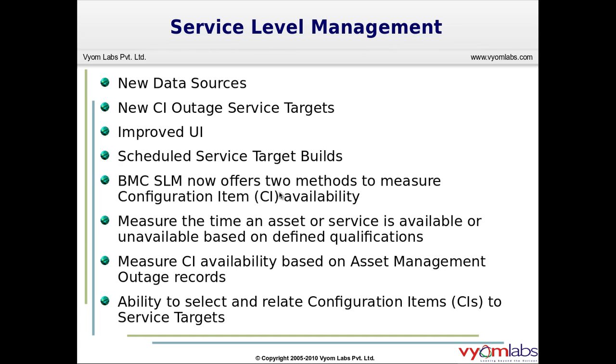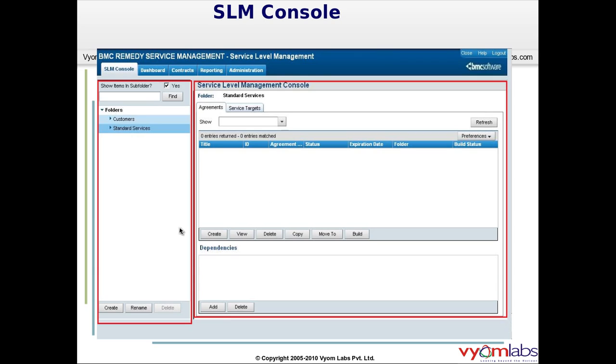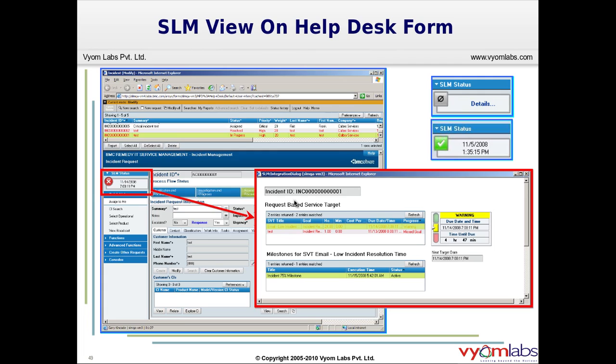Now coming to service level management, it has new data sources, new CI update, and service targets. These are additional features which have been added to the service targets. Service level targets help us in defining the service level targets, and then these targets are used in the different modules. This is the console which helps us in defining the service level targets.